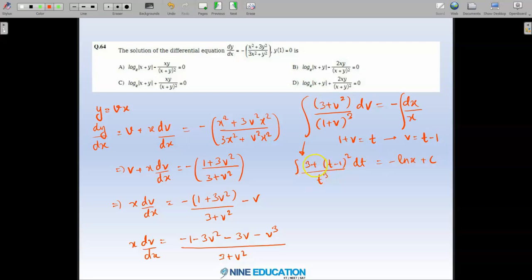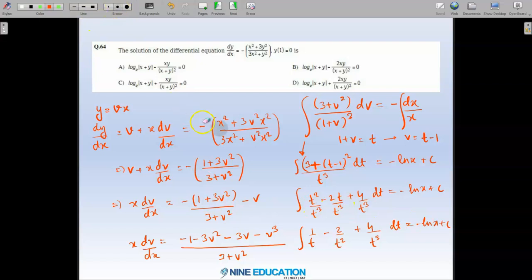Now this is 3 plus (t minus 1) whole square. So overall I can say that it will be the integration of t square minus 2t plus 1, and plus 3 together, it will be plus 4, and we have t cube in the denominator, so I can separate it and write like this also. So this is minus ln x plus constant c. Now this is (1 by t minus 2 by t square plus 4 by t cube) dt equal to minus ln x plus constant c.